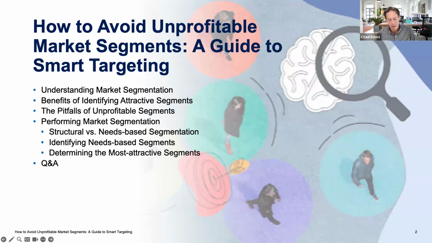What we're going to cover in the next 45 minutes is content focused on market segmentation. I'll start by going over some basic definitions of market segments and review the benefits of identifying attractive segments. We'll then go over some examples of companies that likely didn't do a really good job of targeting attractive segments, which resulted in them losing a bunch of money and wasting resources. I'll then cover the difference between structural and needs-based segmentation, and then provide some ideas on how you can determine good segments from bad ones.